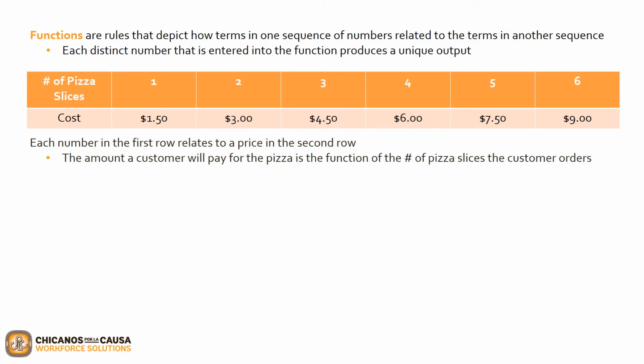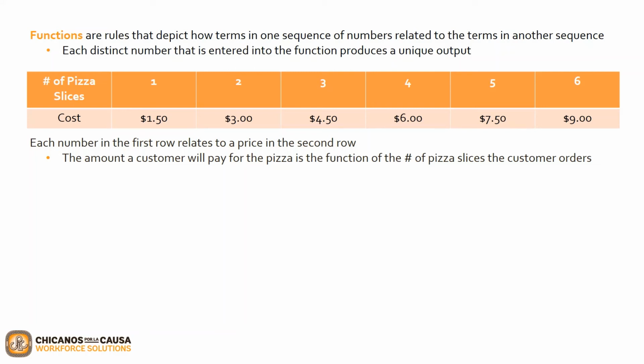So what functions are telling us is that we're comparing one sequence of numbers, the number of pizza slices, to the terms in another sequence, which is cost. So the amount a customer will pay for the pizza is a function of the number of pizza slices the customer orders. So let's go ahead and break this down.